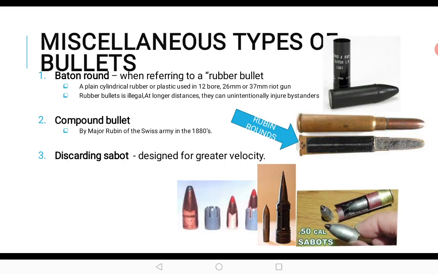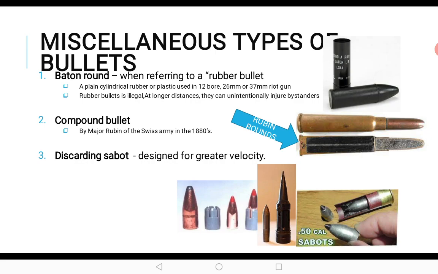All right. Okay, now we have as well miscellaneous types of bullets. Okay, so we have here baton round. Okay, baton round, that is when referring to a rubber bullet, pwede din, no? Okay, so this type of bullet was first developed by the Hong Kong police, no? Itong si baton round. Okay, and first time it was made of wood due to its ability to split on impact with the ground. Okay, and it was later replaced by a rubber.